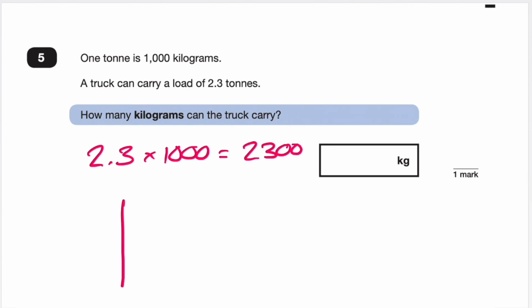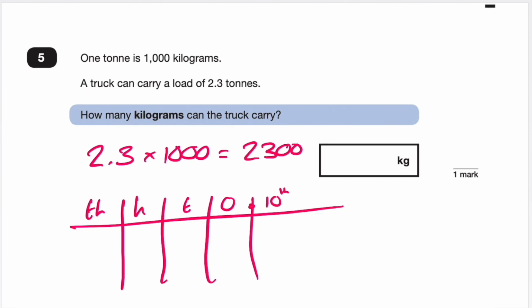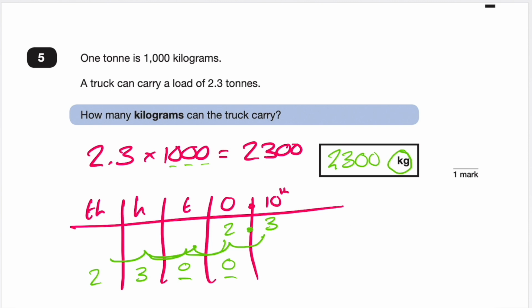If you want to see what it would look like in a place value chart, let's do it. My original number was 2.3, and then to times it by 1,000, I need to move them 1, 2, 3 places, and then I've got these gaps that I need to now fill with placeholders, and I get the same answer, 2,300. And they've even been very kind and put our kilograms, because if they hadn't and we didn't put it, we might get the answer wrong.